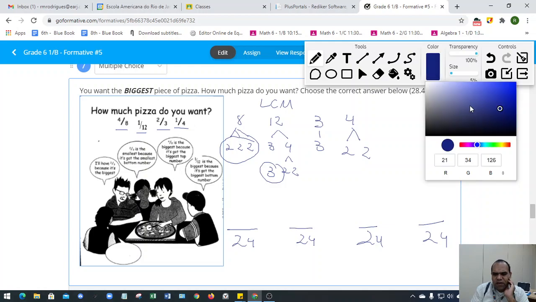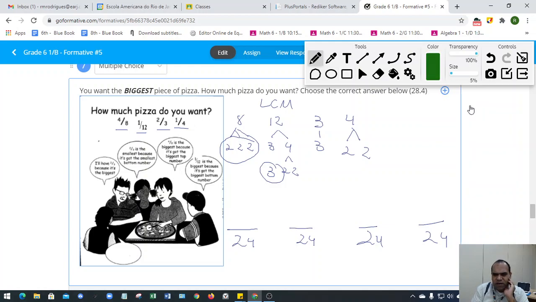Great, let's work one by one here. Right now, this green is okay. 24, how many times does 8 go into 24? 3 times. If I go 3 times the denominator, I need to go 3 times the numerator. 3 times 4 is 12. Great. How many times does 12 go into 24?